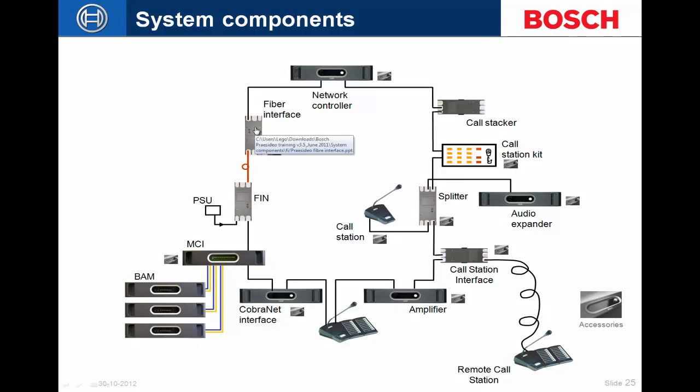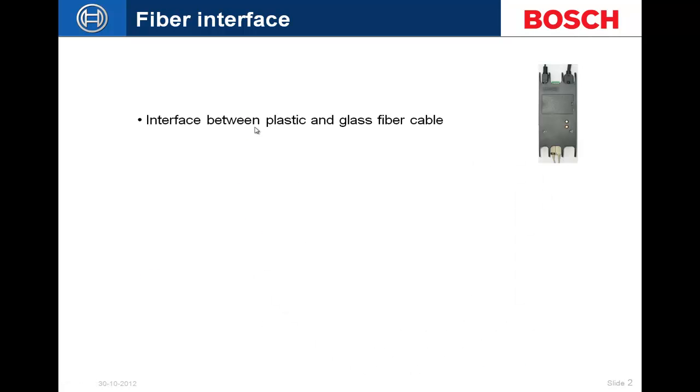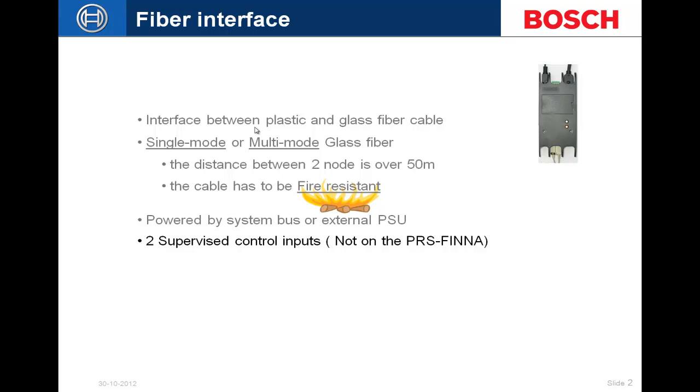Let's go over our fiber interface here. Our fiber interface is essentially a fiber converter. It's converting from our Bosch plastic fiber over to glass fiber. That's in single mode or multi-mode versions of the system. It is powered by the system bus, or it can be externally powered as well. It's going to have 2 supervised control inputs. That is on the node versions of the system.